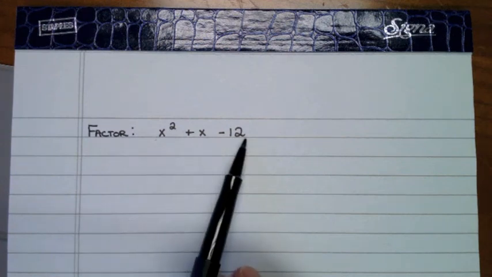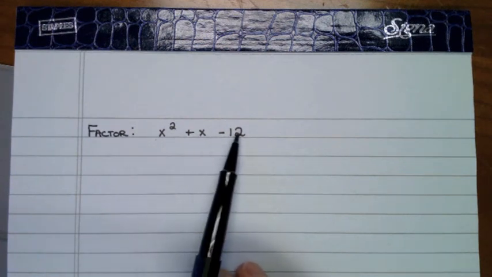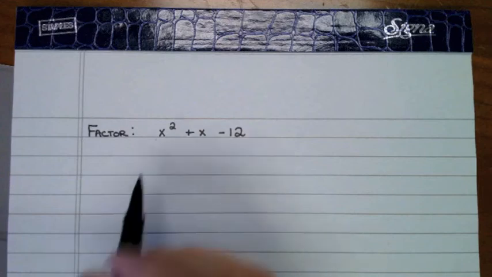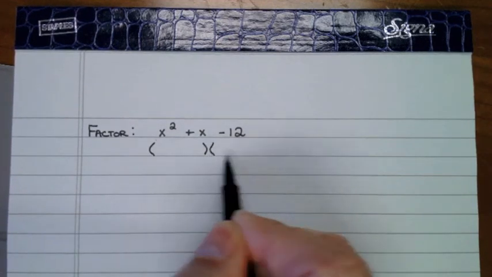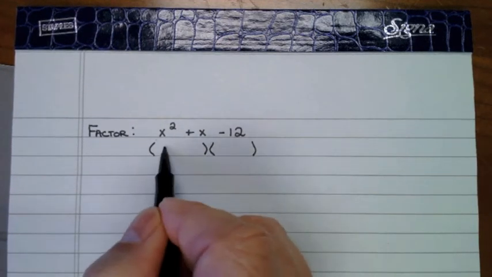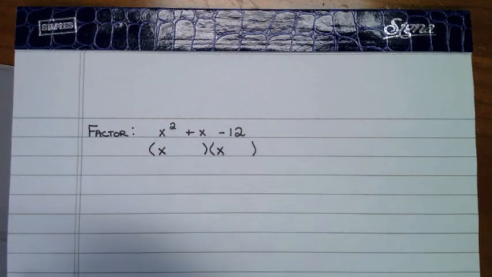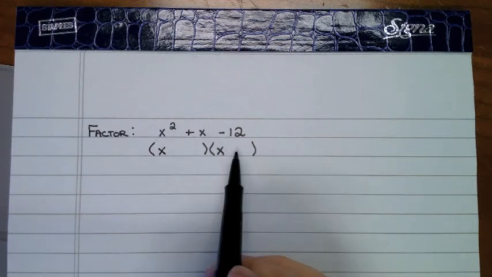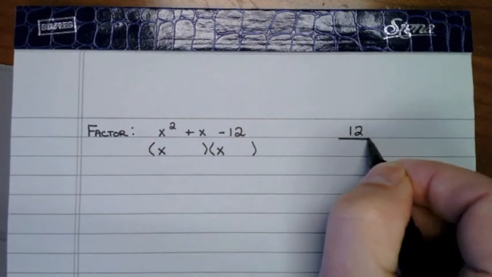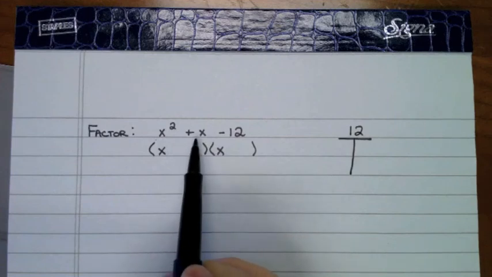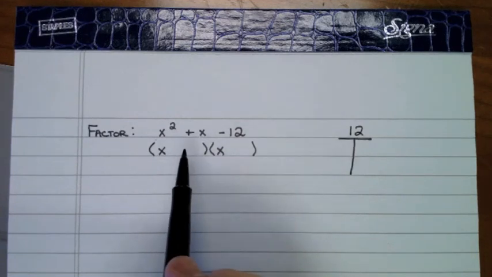First thing I look for when I go to factor a trinomial, greatest common factor. They don't have anything in common. I make two sets of parentheses. I put an x in the front. I need to find two numbers. These two numbers have to add up to be the middle number and multiply together to give me 12. What is this middle number? What number is sitting in front of this x right here? That would be 1.